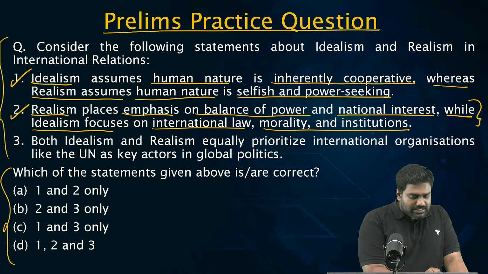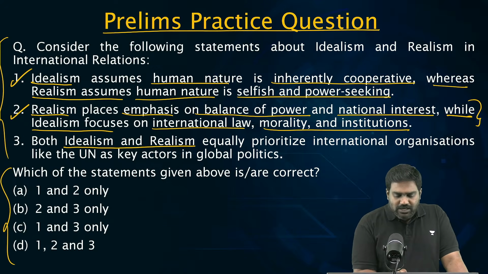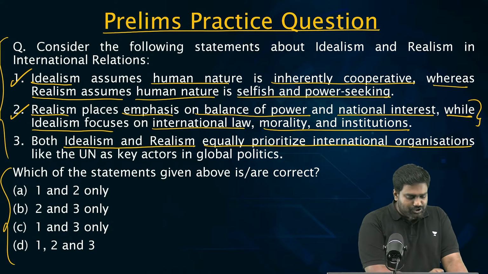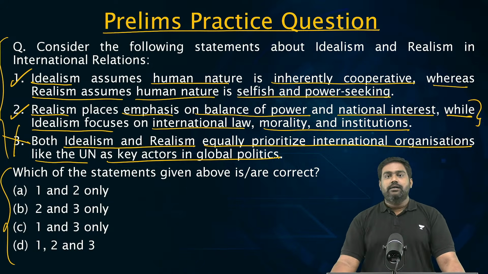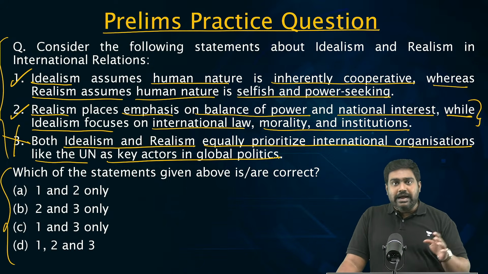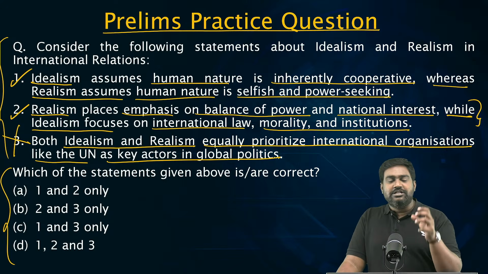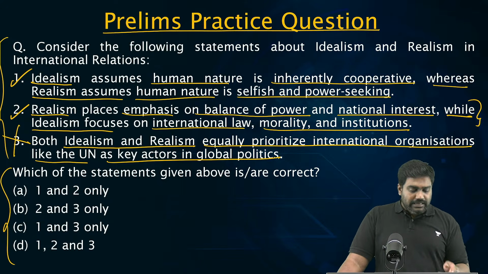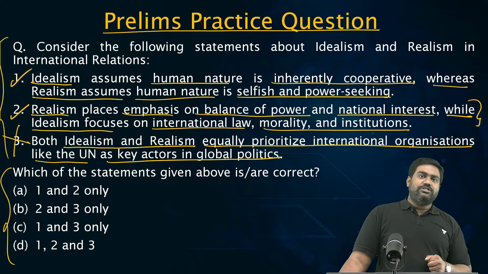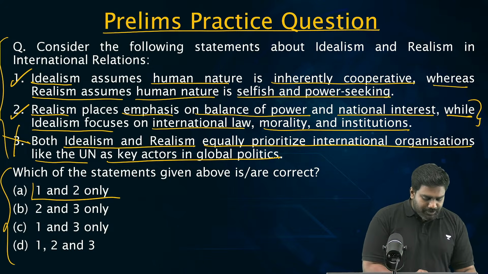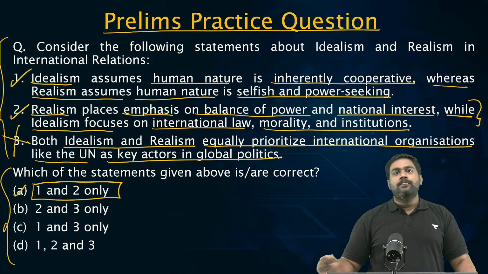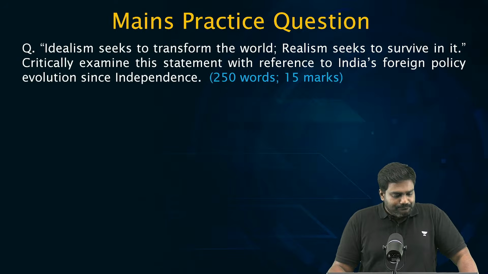Third statement says both idealism and realism equally prioritize international organizations like the UN. This is obviously incorrect. It's only in idealism that there is respect for international institutions like the UN. In realism, there is no such respect towards multilateral platforms. So 3 is wrong. 1 and 2 only. Option A becomes the correct answer.